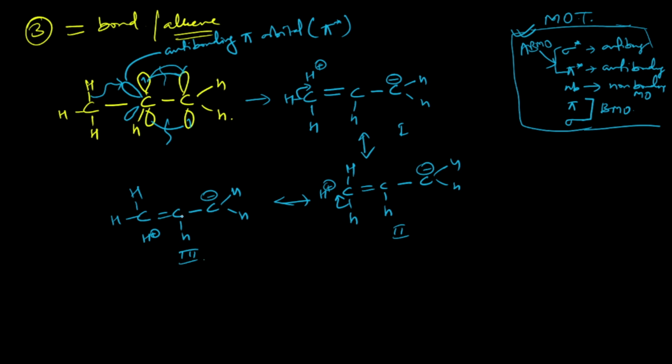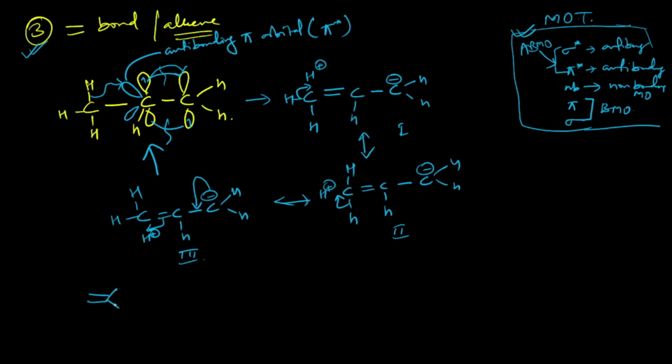1, 2, 3. Now at last what will happen? This will be shifting over here, and this will be shifting over here, and then finally you are getting this structure again, correct? So likewise we are showing the hyperconjugation. So in this third type, the question will be, which double bond will be more stable, right?